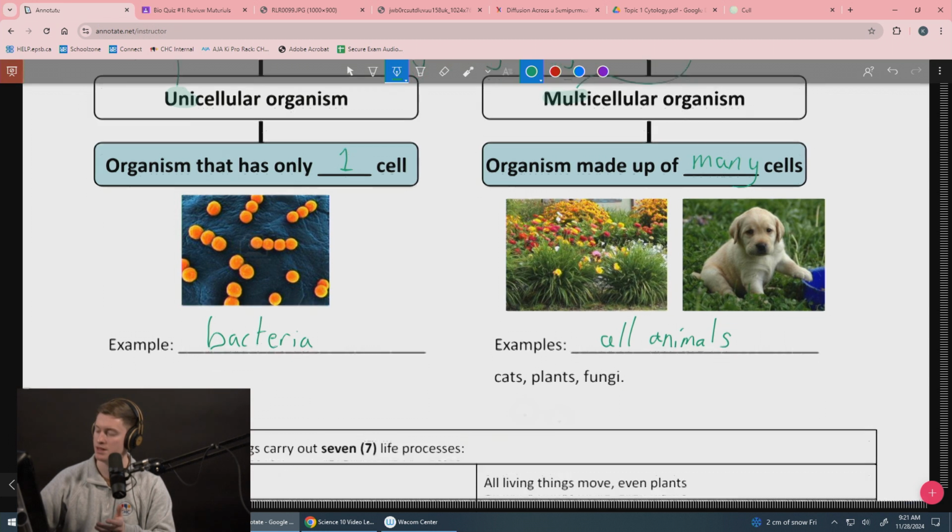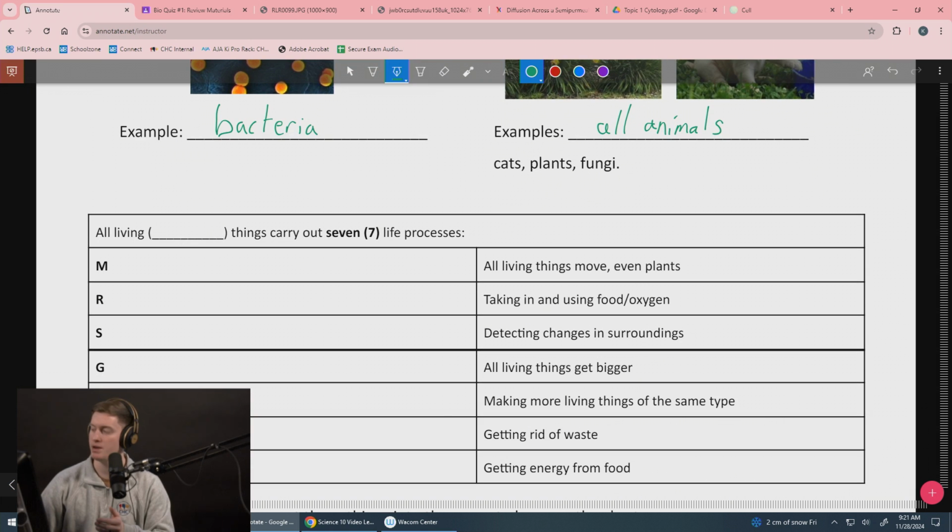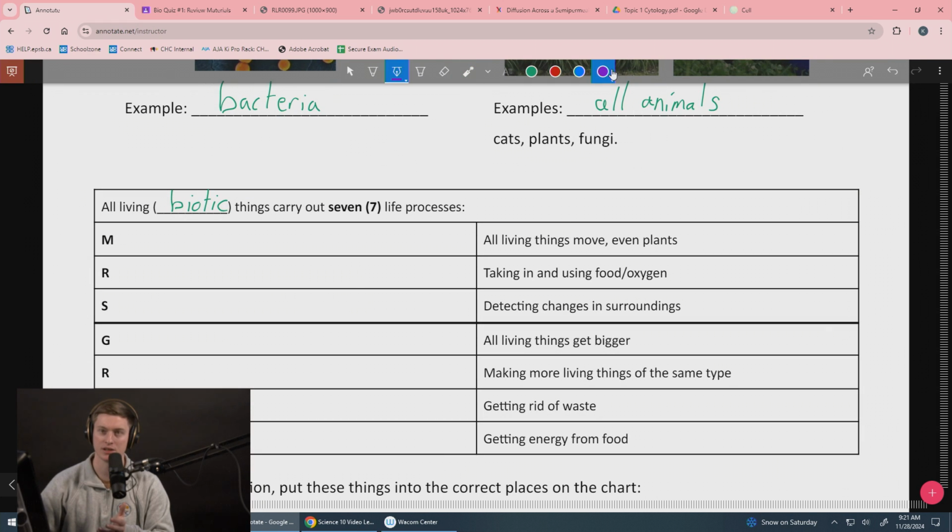All of these organisms have the same 7 life processes in common. So all living things, remember living things we consider biotic. Anything that's biotic has these same 7 life processes in common. Now you're going to be tested on these. You need to know this list of how do you tell if something is living or not living. The M here stands for movement. Some people might use the word motility. You might see that. Motility.